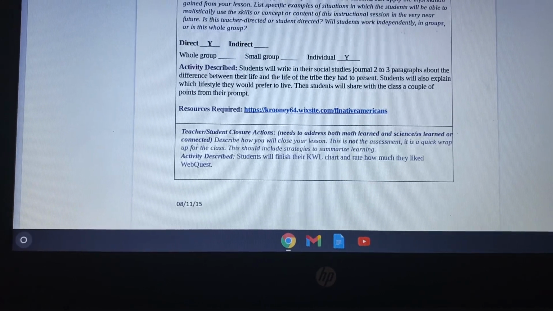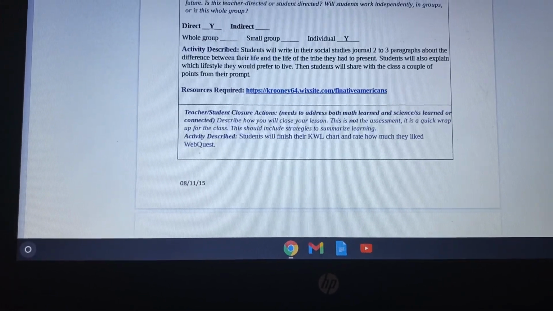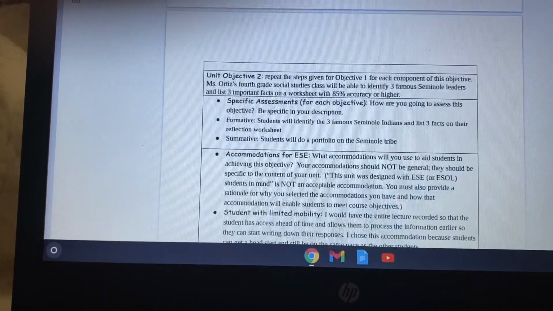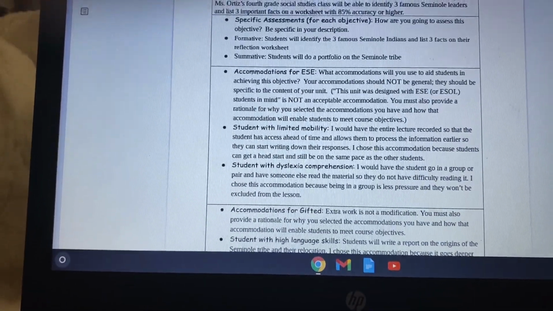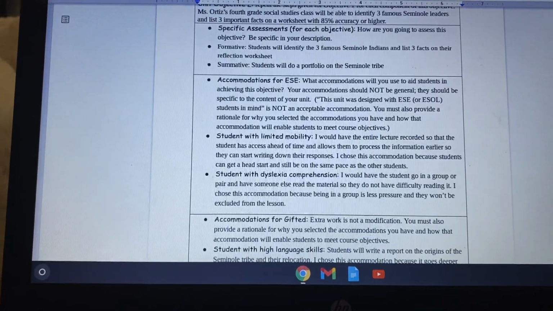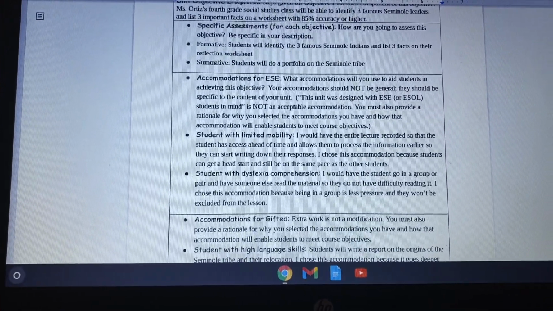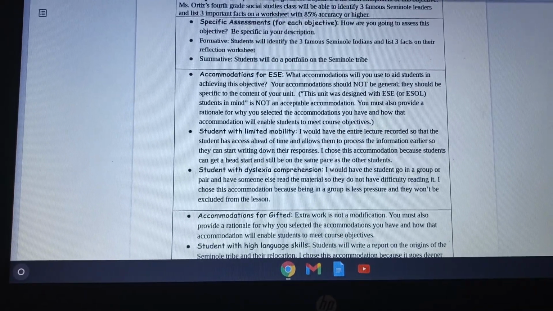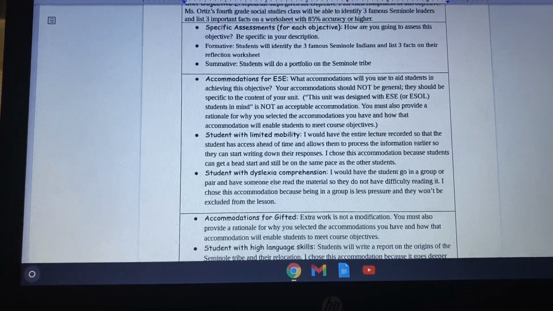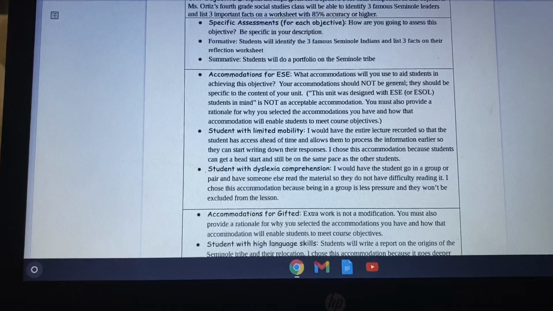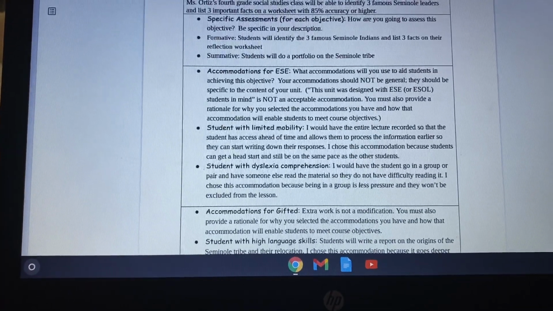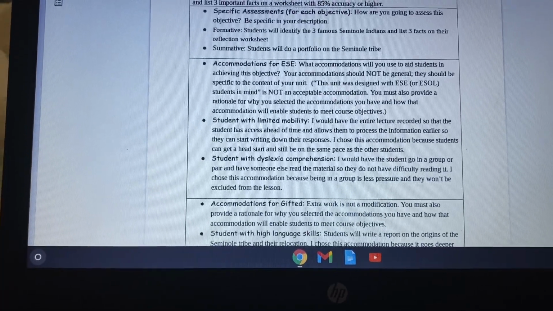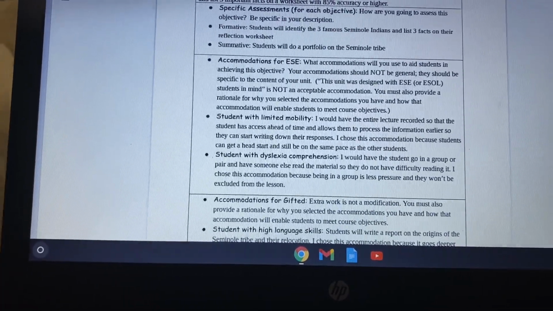And then for closure, I said students will finish their KWL chart and rate how much they liked the web quests. For Unit 2, I said Miss Ortiz's 4th grade class will be able to identify 3 famous Seminole leaders and list 3 important facts on a worksheet with 85% accuracy or higher. For formative, I said students will identify the 3 famous Seminole Indians and list 3 facts on their reflection worksheet, and then students will do a portfolio on the Seminole tribe as their summative.